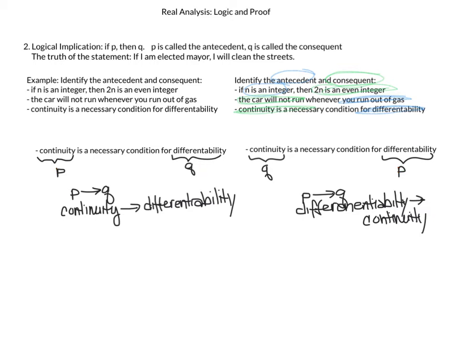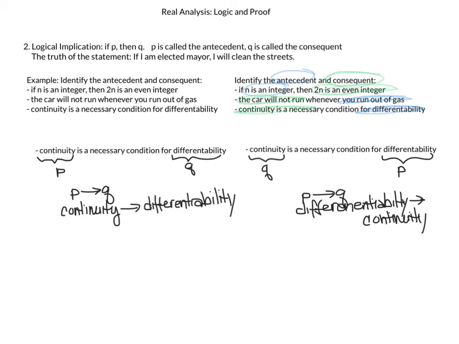So P implies Q in this way would be saying that continuity implies differentiability. And if P is differentiability, so P implies Q would be differentiable implies continuous. So we want to know of these two statements, which one is what this English statement, continuity is a necessary condition for differentiability, which one of these two reflects the statement here.